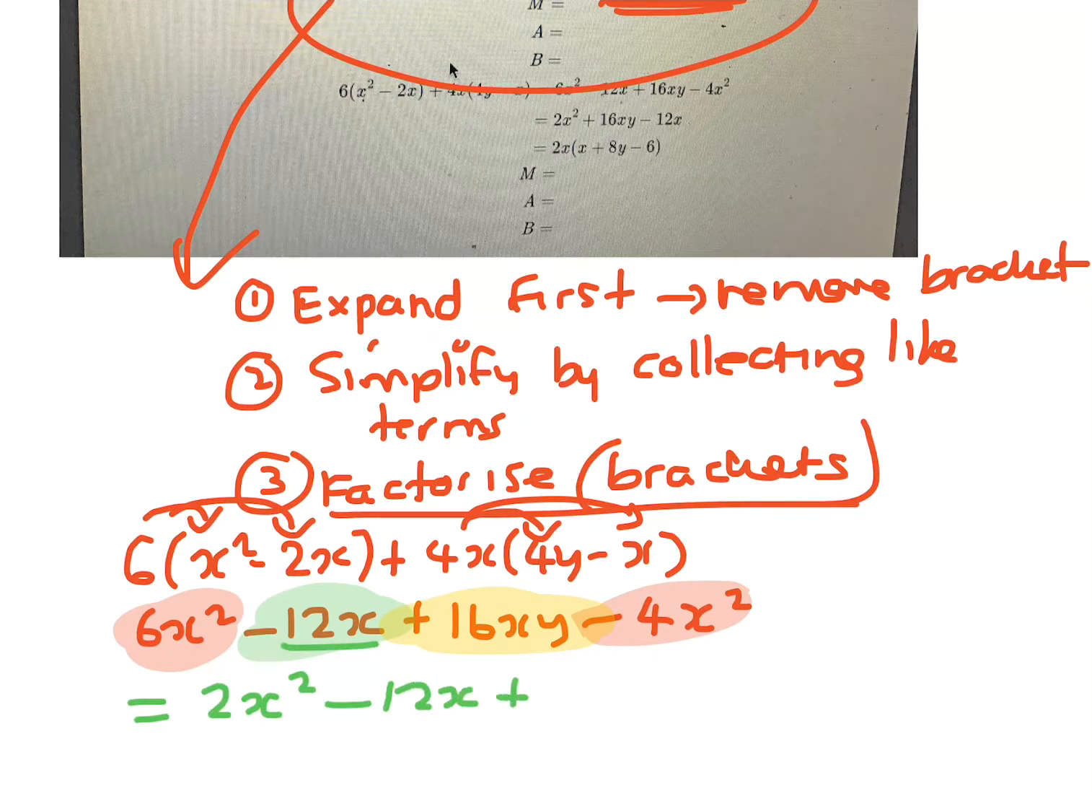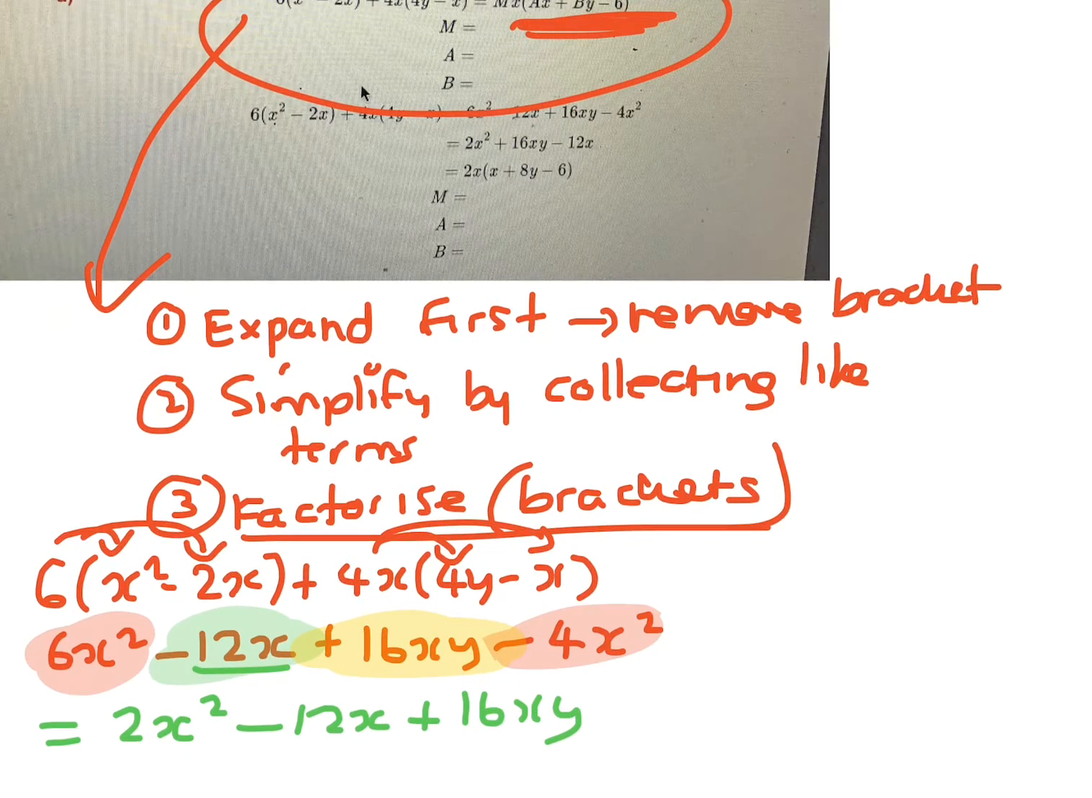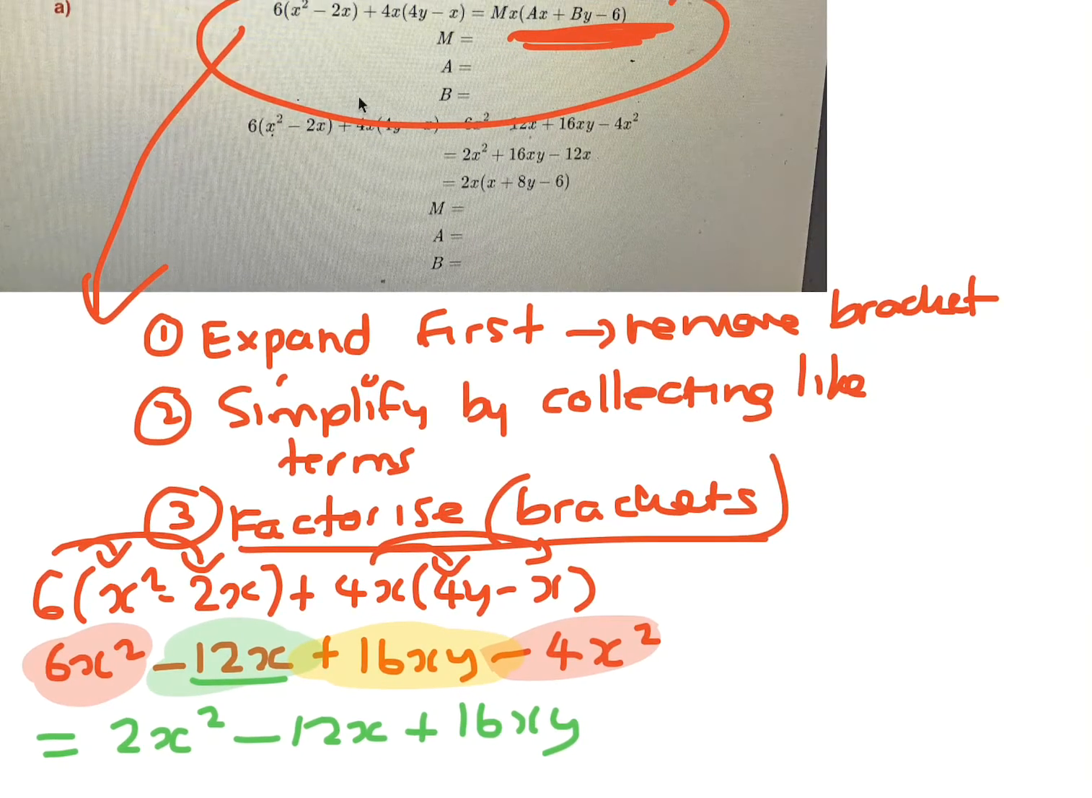Minus 12x plus 16xy. And then you've got to look for what's common, because what we're trying to do is now compare it to this one up the top here. So we need to now factorize. So what goes into 2, 12 and 16 would be 2. What goes into it with the letters? Oh, we have 1x, that's common.